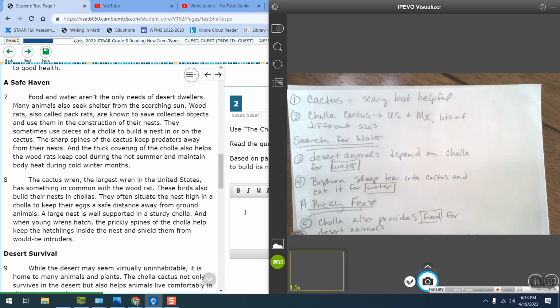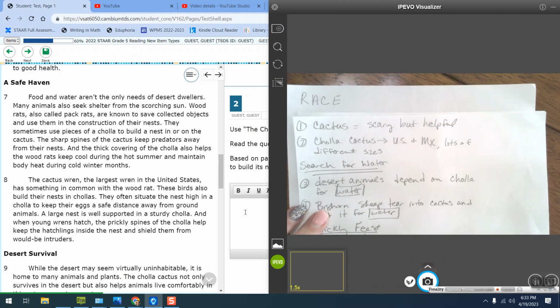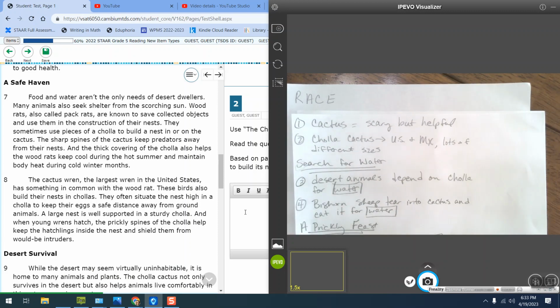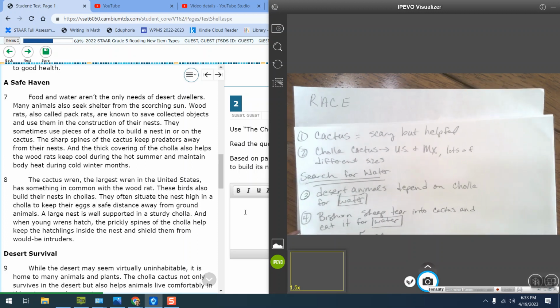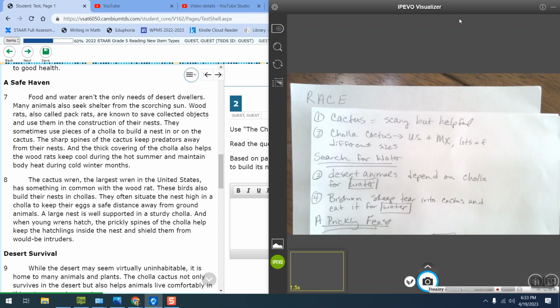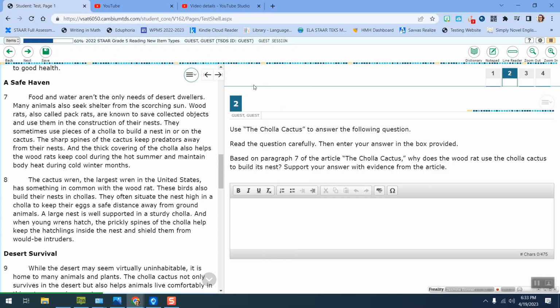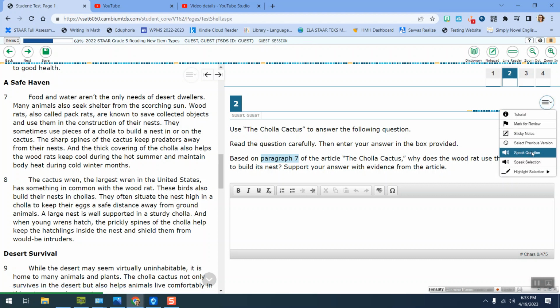First, let me show you. When I first got my scratch paper, I wrote down the RACE acronym just to remember, this is what I need to do, because I was afraid I might get really distracted with the test and kind of forget. So I have that written down, and now all I need to do is follow it to answer the question. I know that the RA is restate important words from the prompt. And I know that paragraph 7 is important, so I'm going to highlight that.